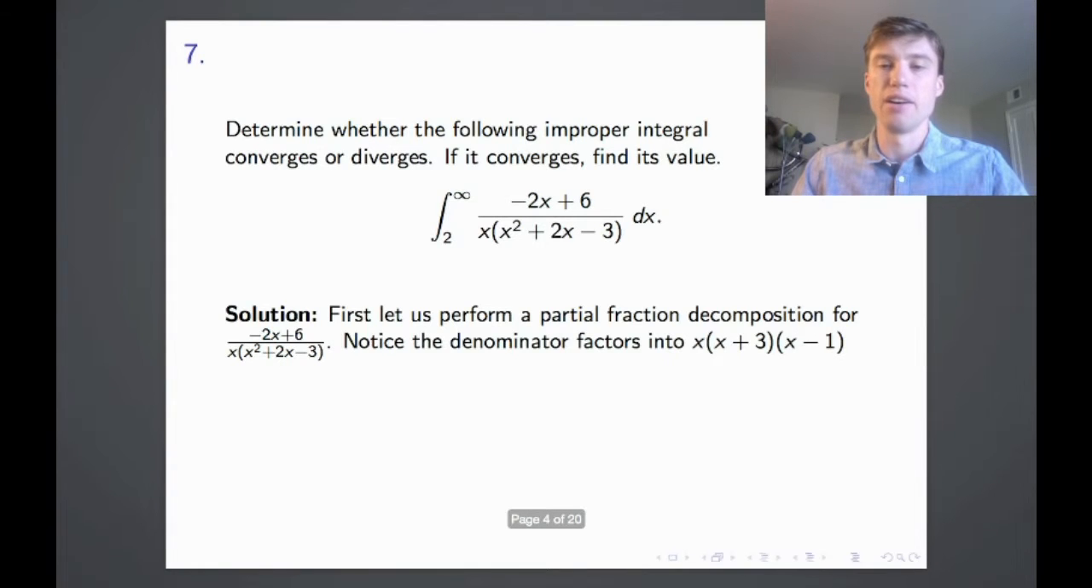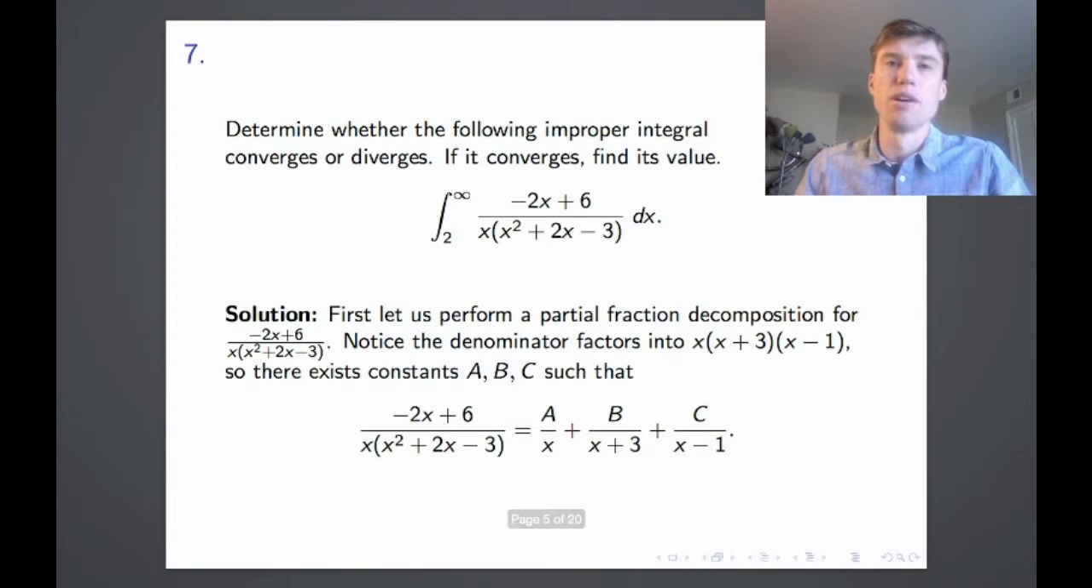Our denominator is x times x squared plus 2x minus 3. This factors into x times x plus 3 times x minus 1. Thus we have a general form for our partial fraction decomposition, which is A over x plus B over x plus 3 plus C over x minus 1. Alright, our first job will be to find these constants.